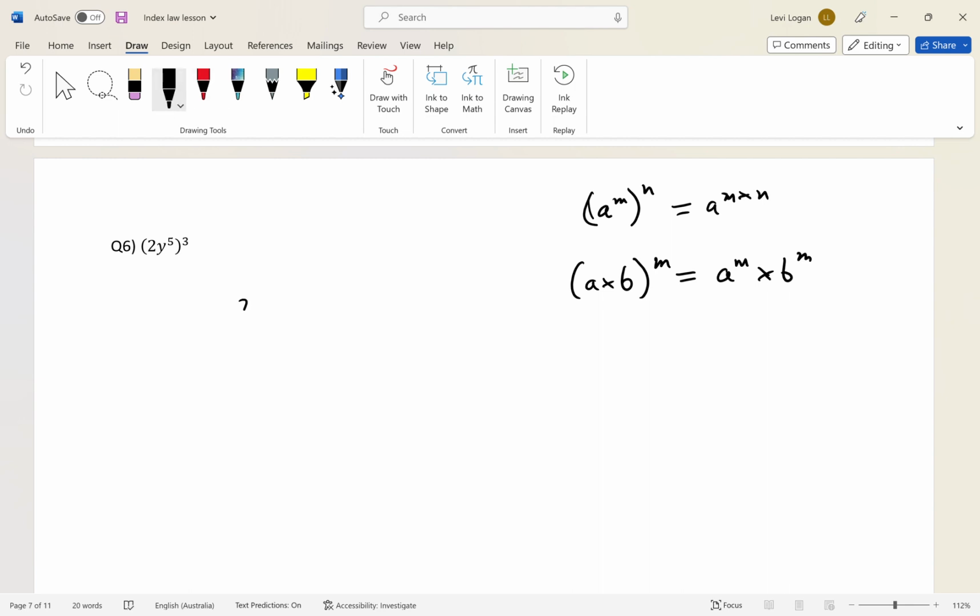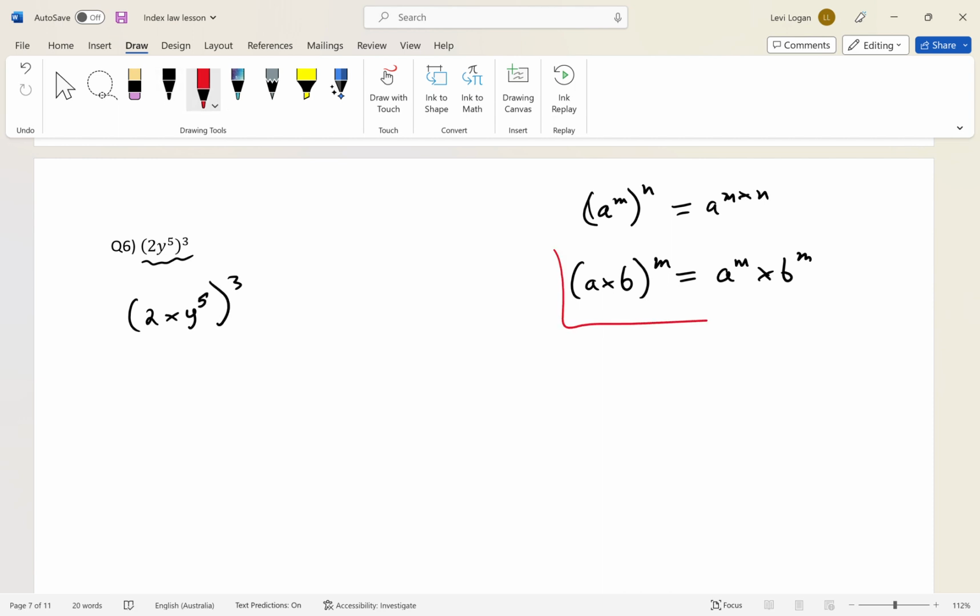If you have 2x, that is basically 2 times x. That's what that means, okay? So in here, I'm just going to rewrite this whole thing here: 2 times y to the 5, all to the power of 3.